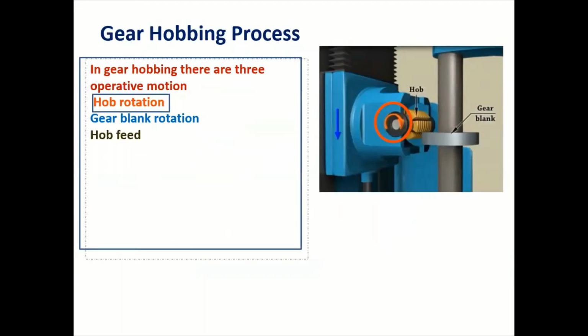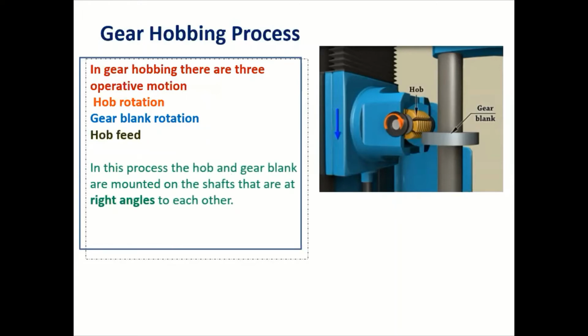In gear hobbing, there are three operative motions. One is the hob rotation, so rotary motion is given to the hob. At the same time, we are also giving rotary motion to the gear blank. You can see this on your screen. And the third one is the hob feed, so we are feeding the hob against the workpiece from top to bottom.